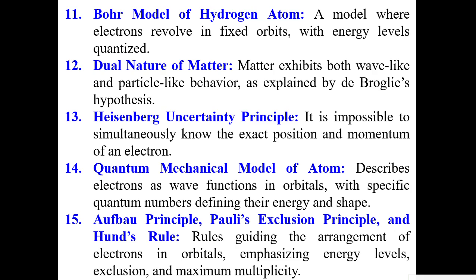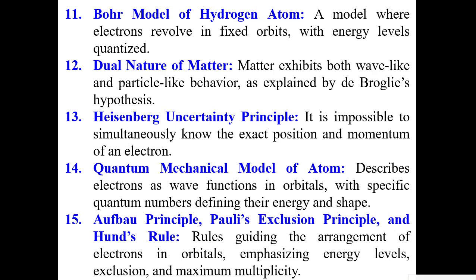Heisenberg is another scientist. He says that when an electron is rotating around its nucleus, it is impossible to simultaneously, and that is very important, measure both. You can measure the exact position, you can measure the momentum, but at a particular location at a single time, you cannot find out both. That is the uncertainty principle. Heisenberg proposed that simultaneously knowing the exact position and momentum of an electron while it is rotating is highly difficult. Then, the quantum mechanical model of the atom.